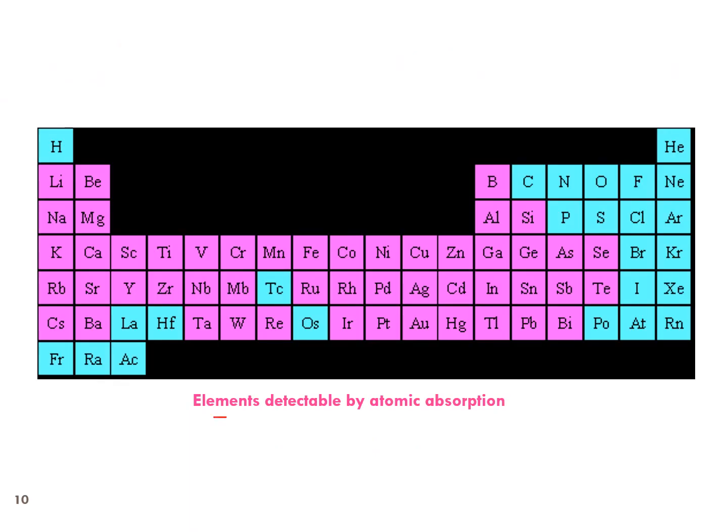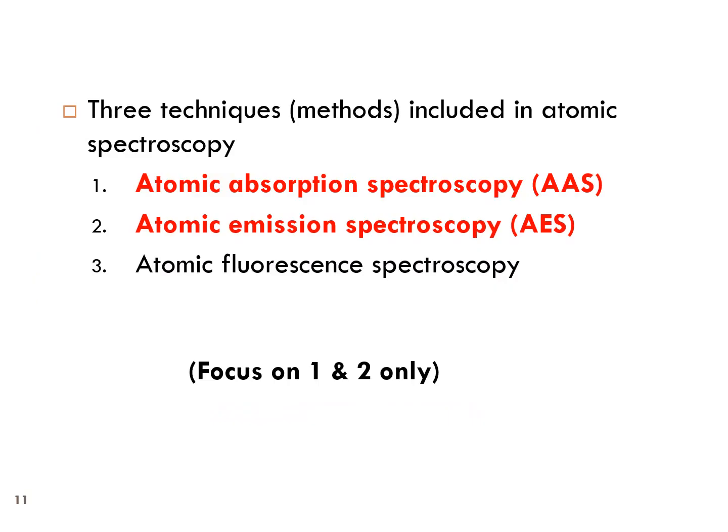Okay, elements detectable by atomic absorption. Yang warna purple ni yang boleh kita determine, elemen yang boleh kita determine melalui AAS, atomic absorption. Okay, there are 3 techniques dalam atomic spectroscopy, which is AAS, AES dan juga atomic fluorescence. But in this study, we'll focus on 1 and 2 only.